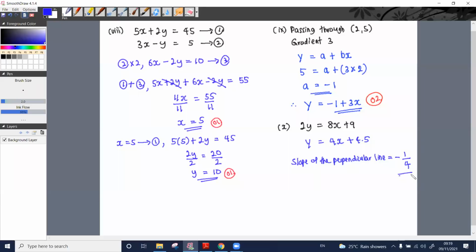1/4. So this should be the answer. Minus 1/4. 2 marks. Slope of the perpendicular line minus 1/4 or else minus 0.25.